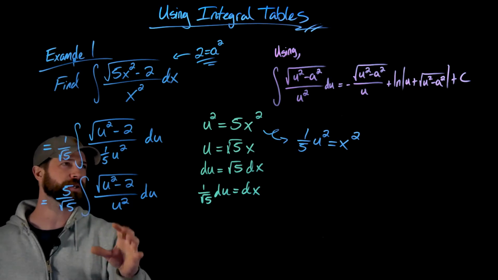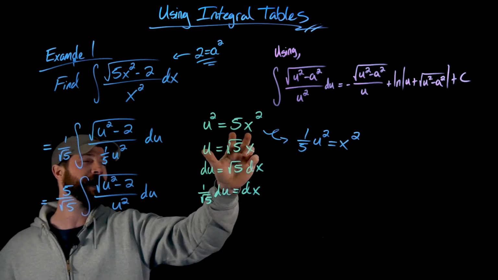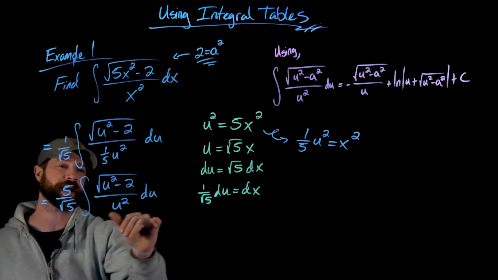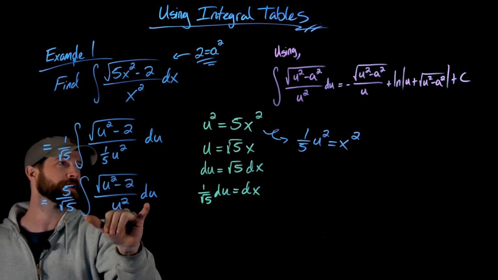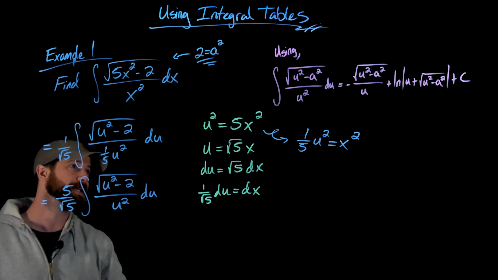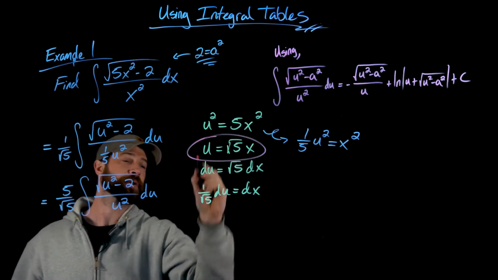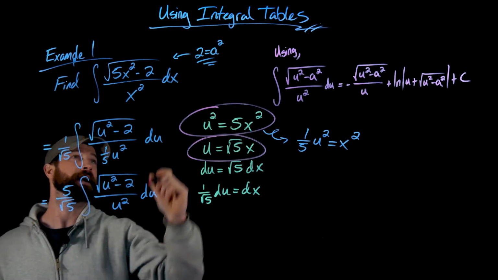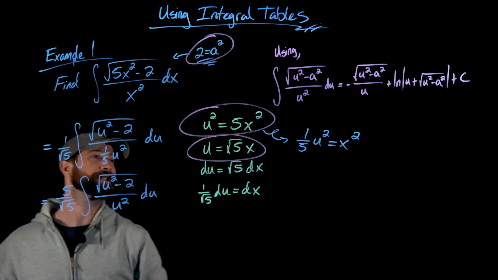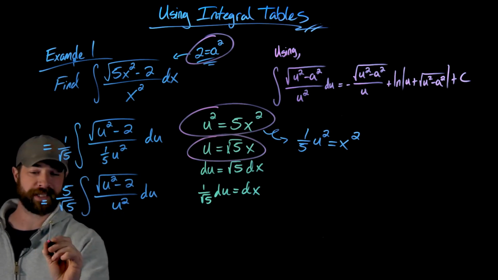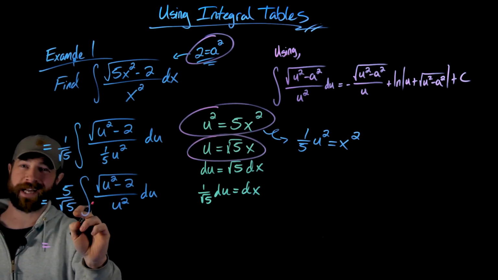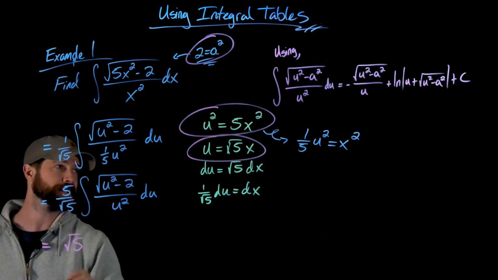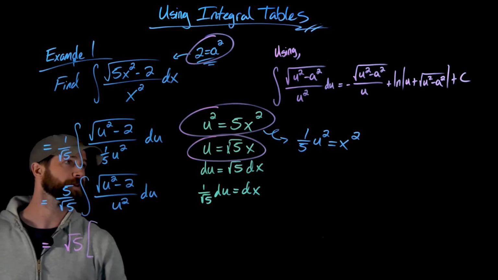I guess it could be useful maybe to write that down directly right here, but that's not what I'm going to do. I'm actually going to plug in my x information and my a squared information as I do that. So again, I'm using that formula here, but I know that u in this case is the square root of 5x. I know u squared is 5x squared, and I also know that my a squared is 2. So putting that all together, also 5 divided by the square root of 5, that is just the square root of 5, by the way, so I'll have that constant out front. And then I have the rest of this jazz.